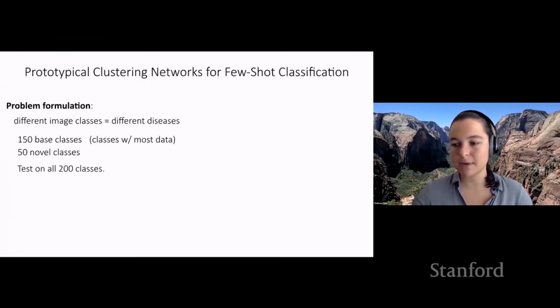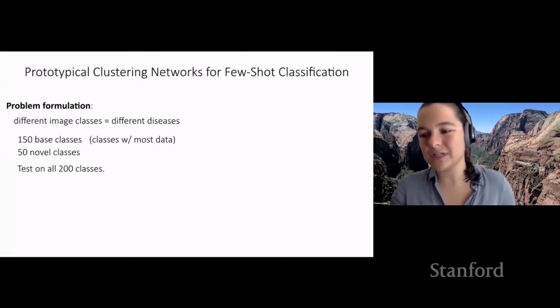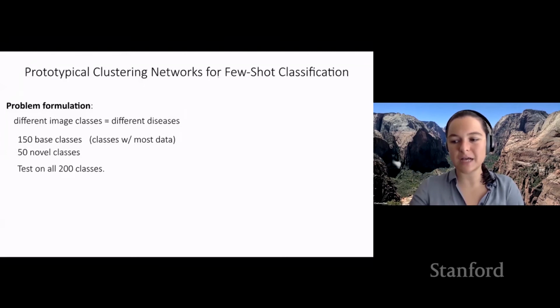And then at meta-test time, they wanted to get a classifier that can classify among all 200 classes. So unlike the Omniglot setting that you're looking at in your homework, where you were doing 10-way classification, for example, here they're meta-training by leveraging data from 150 base classes, and they actually want a classifier that can go beyond 150 base classes.